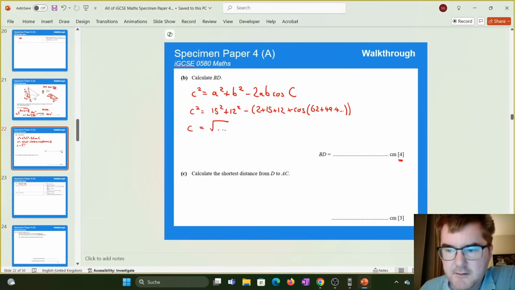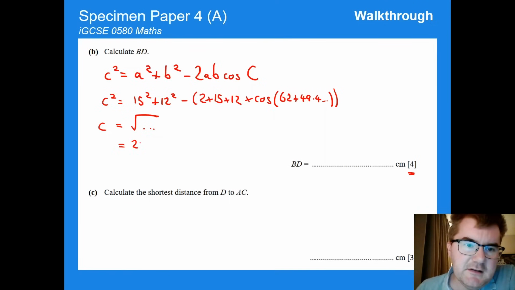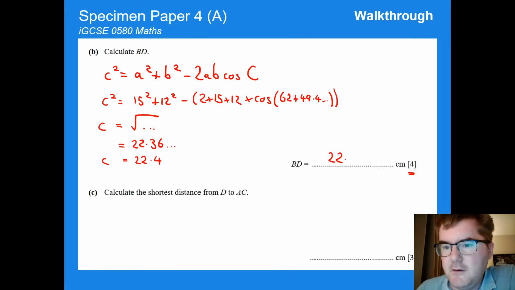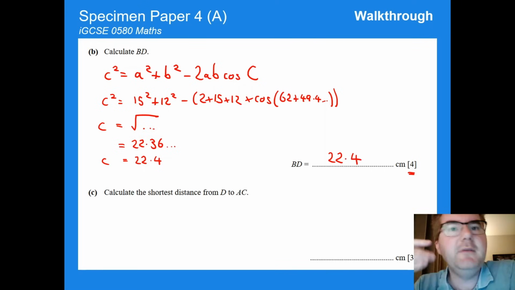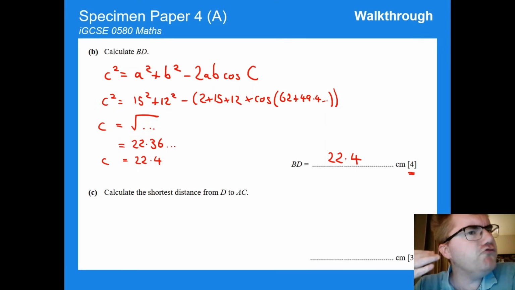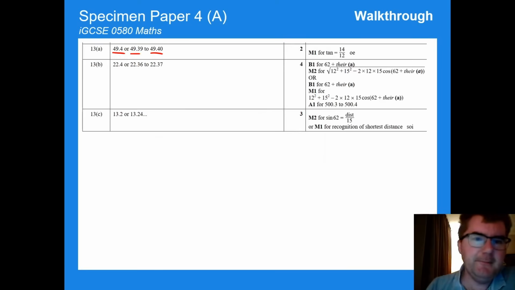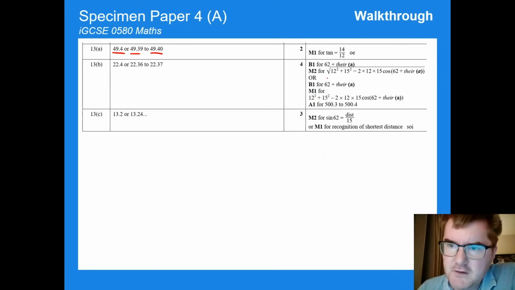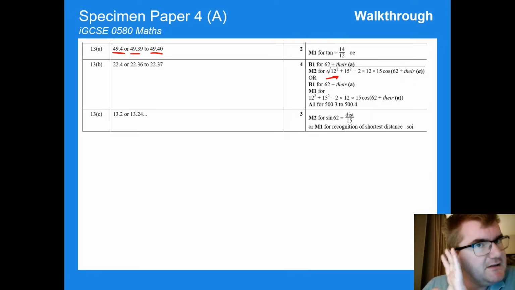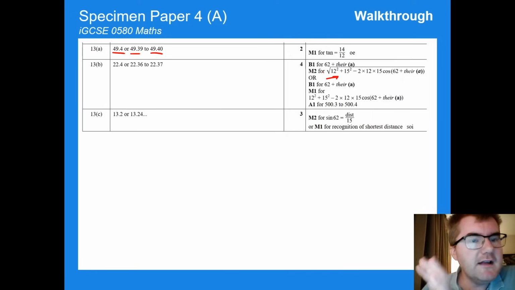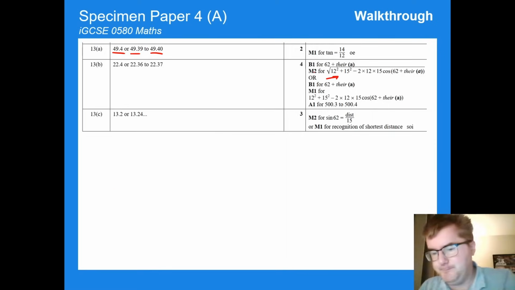22.36 dot dot dot, and that rounds then to 22.4 for our 4 marks. So notice it's a 4-mark question, so it does take a bit more work and a bit more visualization, but I'm not writing a lot of working here. Just writing this down and doing it more or less correctly, I'm picking up 2 marks. That's all I need to do. Then as long as I put it into my calculator carefully, I will get those 4 marks afterwards.